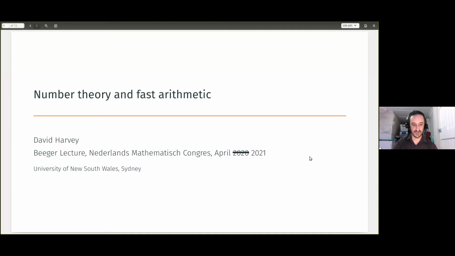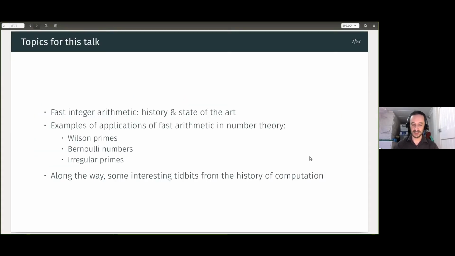Okay, so the title of my talk is Number Theory and Fast Arithmetic, and what I'm going to be talking about is I will start with a bit about fast integer arithmetic, so the history of the problem, mainly multiplication, and what is the state of the art for this problem.